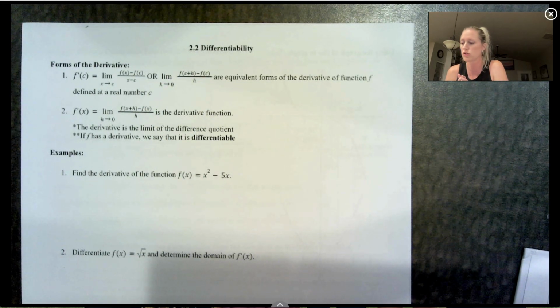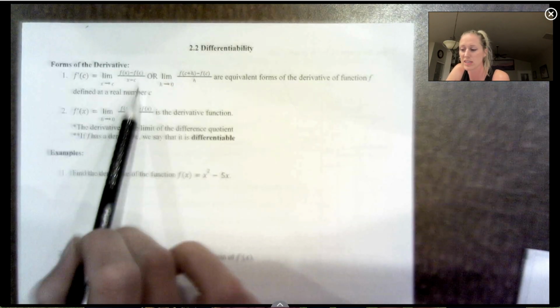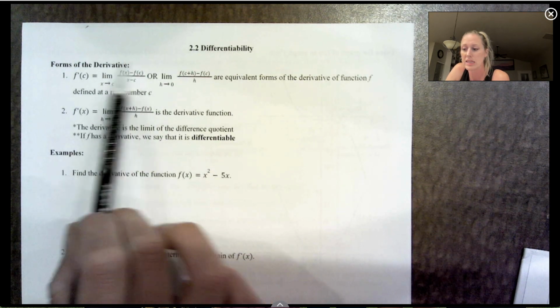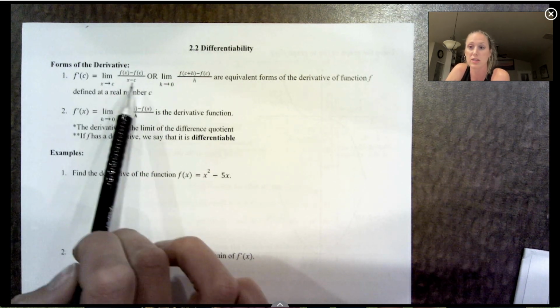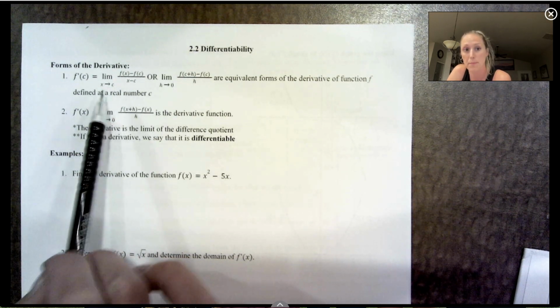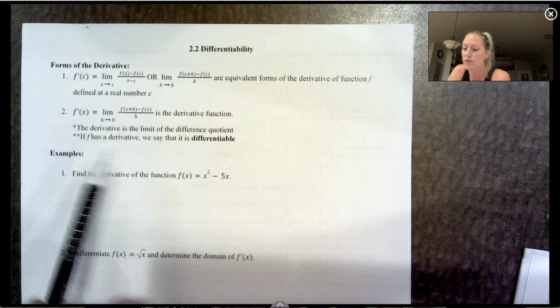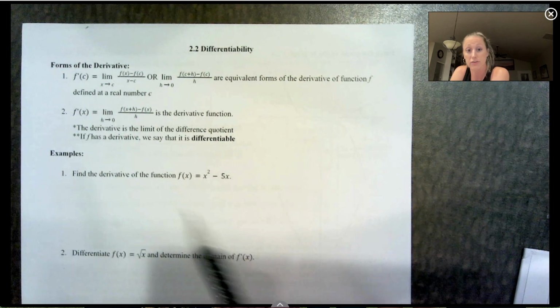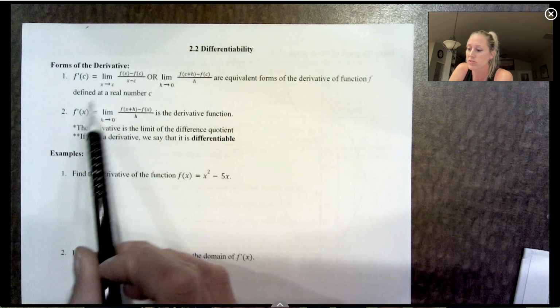We're moving on to section 2.2. We're going to talk about something called differentiability, and we're going to connect it to what we know about continuity. We have talked about what the derivative is, and we have used this definition. This limit is our derivative of a function at a given number. Now, we can also define a derivative as another function, and we call this the derivative function.